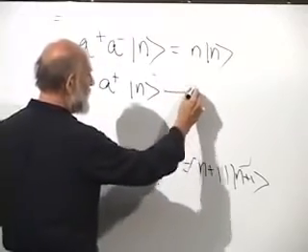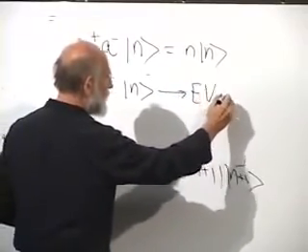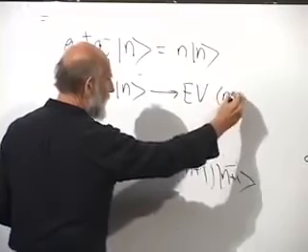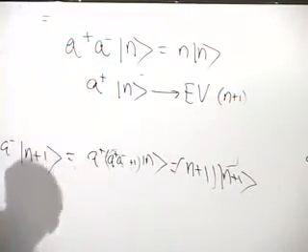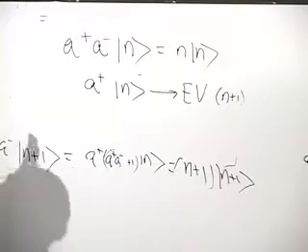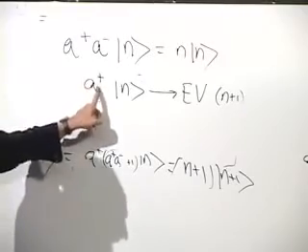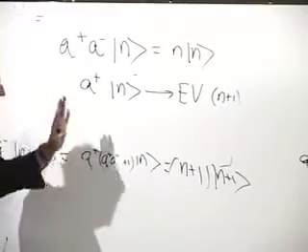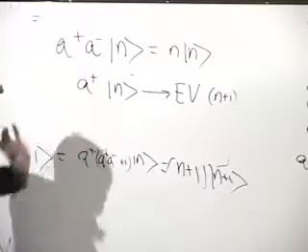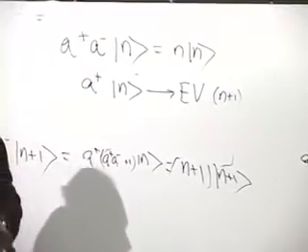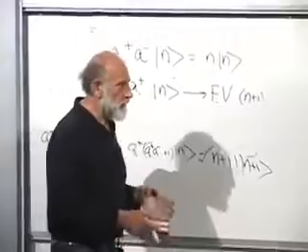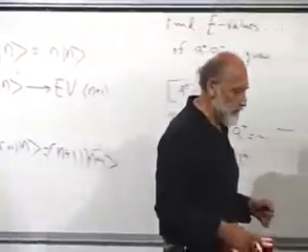This has eigenvalue n plus 1. I don't know how to write this. I'm getting tired and I'm losing it, but I think you get the idea. The creation operator, A plus, acts on any eigenvector of A plus A minus to raise the eigenvalue by 1. Okay? Raises the eigenvalue by 1.